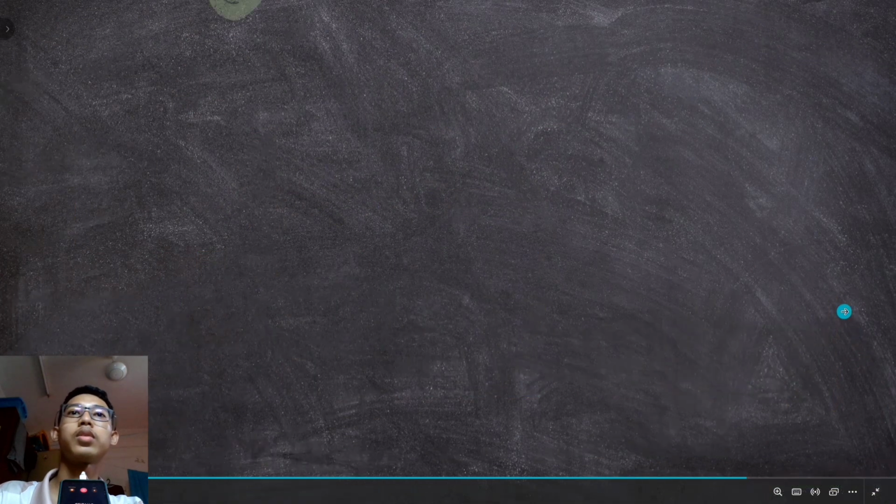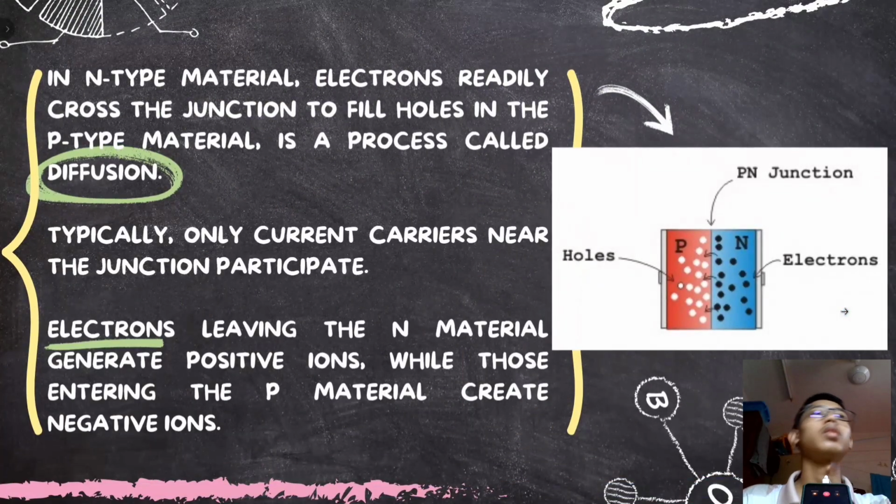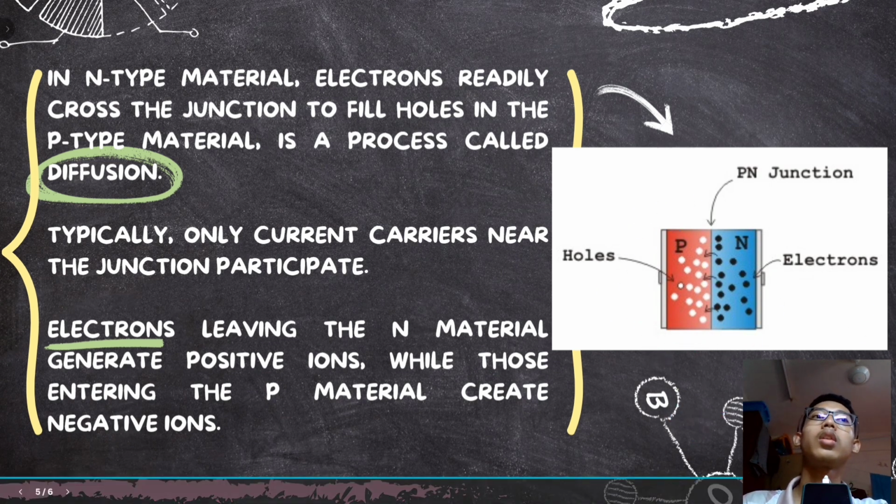Next slide. In N-type material, electrons readily cross the junction to fill holes in the P-type material. It's a process called diffusion. Typically, only current carriers near the junction participate. Electrons leaving the N material generate positive ions, while those entering the P material create negative ions. It's just like the picture on the other side over here. Next slide.